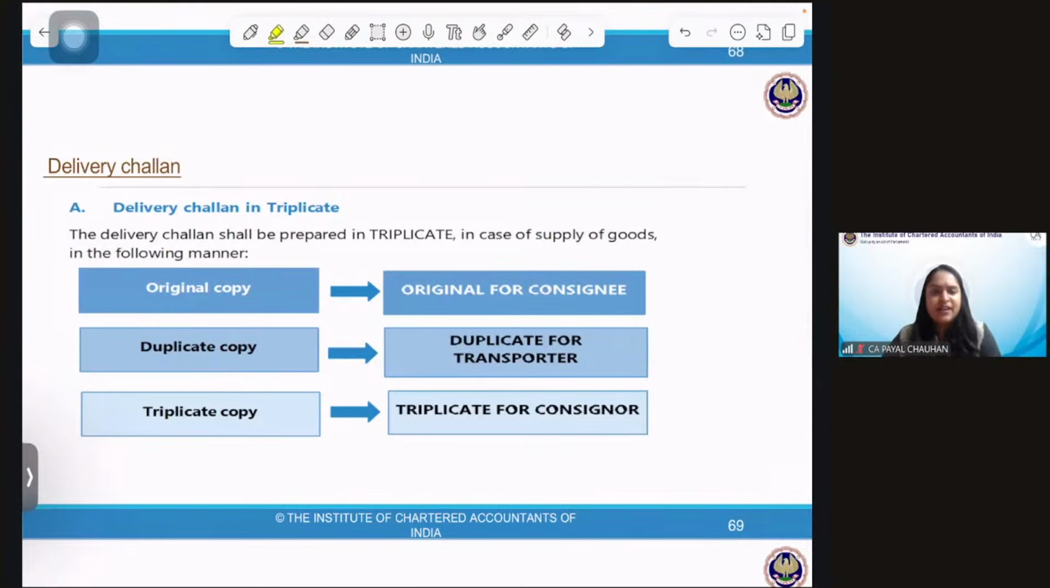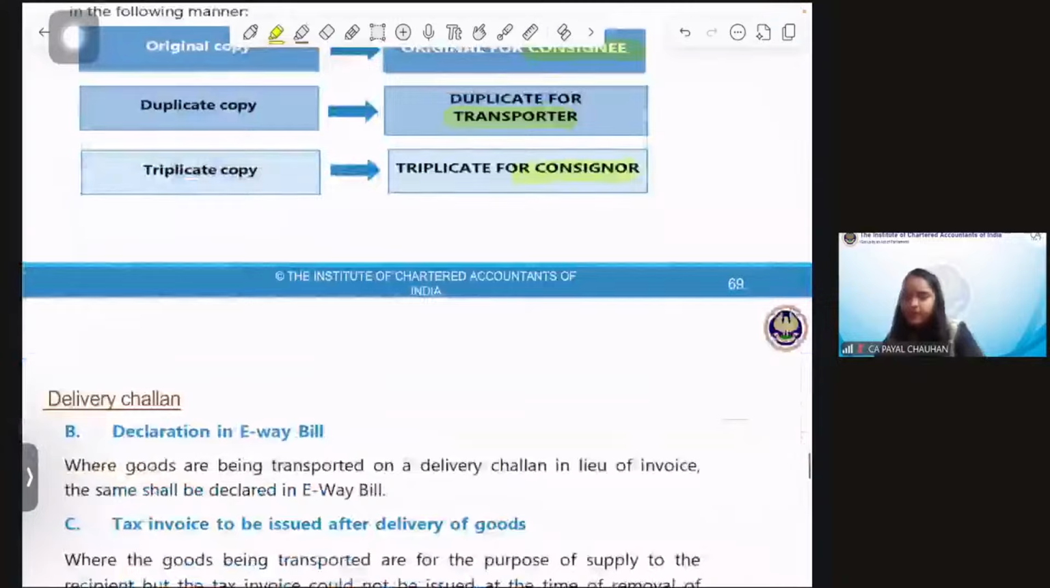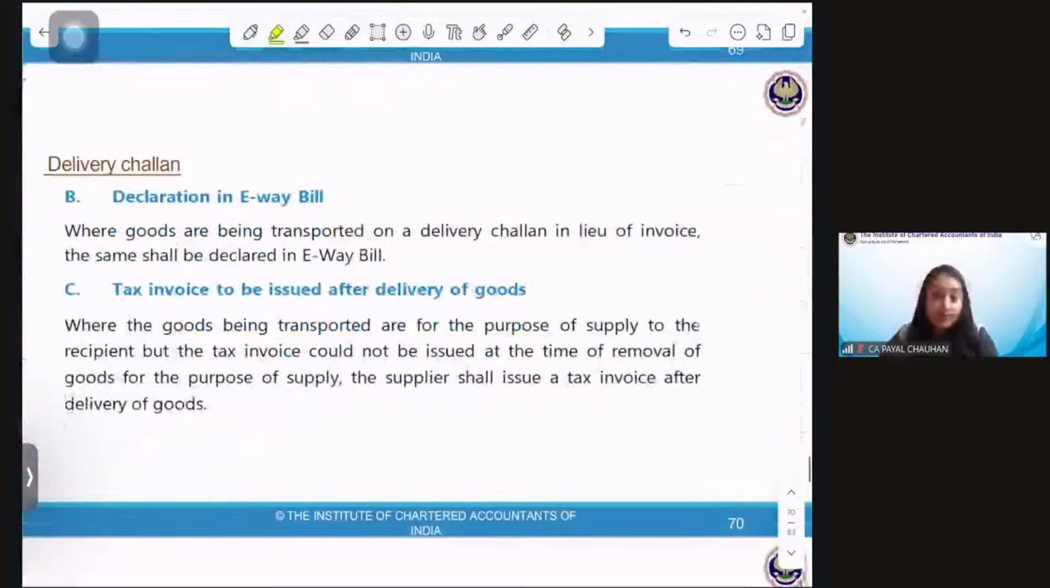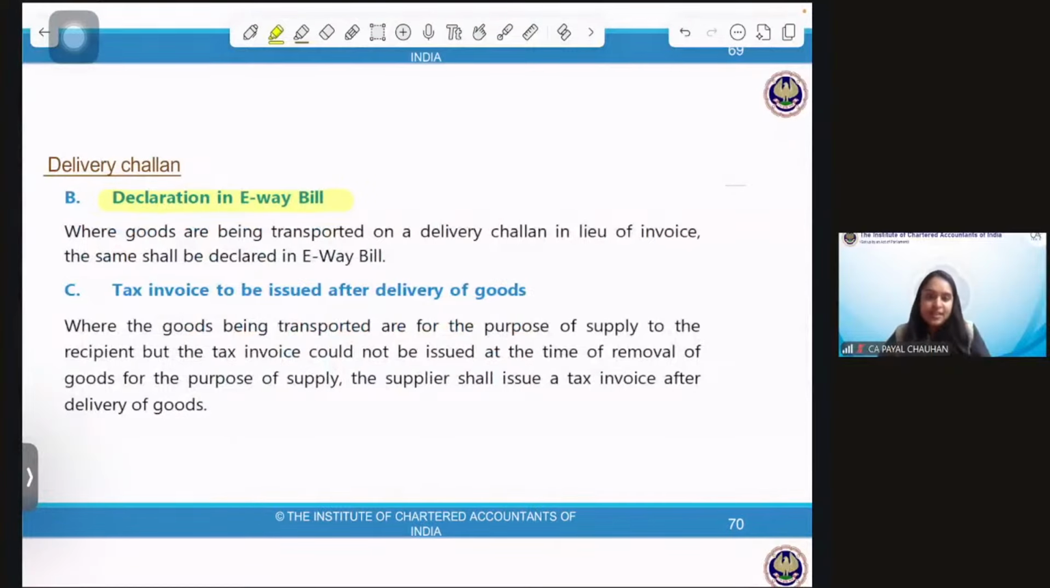Okay, now delivery challan in triplicate. Of course, when the invoice is in triplicate, we'll have the delivery challan in triplicate. The original is for the consignee, the duplicate for the transporter, and the triplicate for the consigner. Then the delivery challan has to be declared in the e-way bill. Of course, when transportation takes place, an e-way bill will be there.